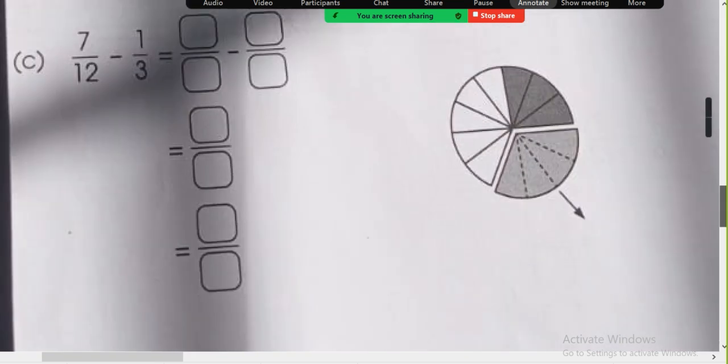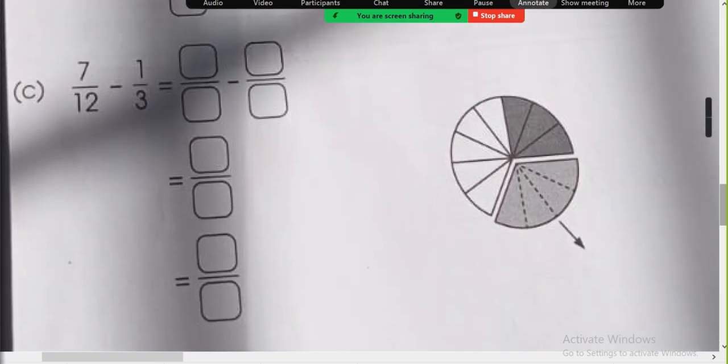Let's do next one. 7 by 12 minus 1 by 3. Okay. First of all, what do you have? You have 7 pieces out of 12. 1, 2, 3, 4, 5, 6, 7, 8, 9, 10, 11, 12. 12 in all, and you have 7 colored out of 12. And you have to take out 1 by 3.